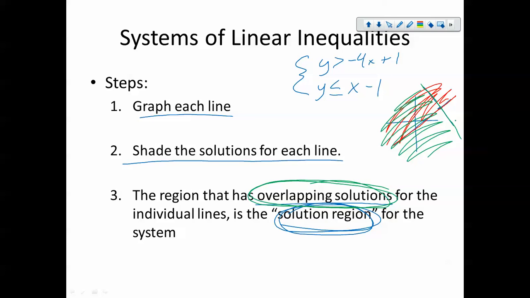So the area that's overlapping, this has 1, this has 1. But this region up here is the one that has both the red and the green. And because that's the overlapping region, that means that this area is my solution. So we have to graph both lines, do the shading for both lines, and then look for the region that has the overlapping shading. Okay?